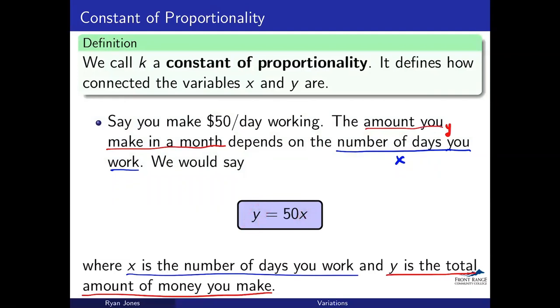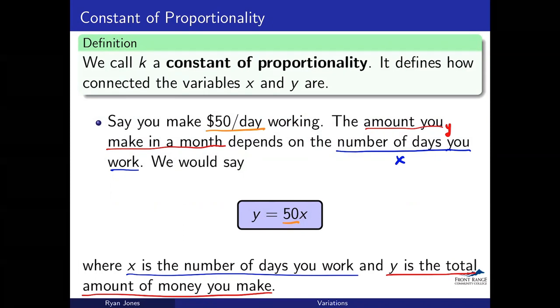And actually how this constant k, this constant of proportionality, comes in is exactly this $50 per day that I see. So this $50 per day ends up being that constant k right there. And so clearly, as x increases, I just take whatever it is, multiply it by 50, and I get y. So as x gets bigger, so does y.